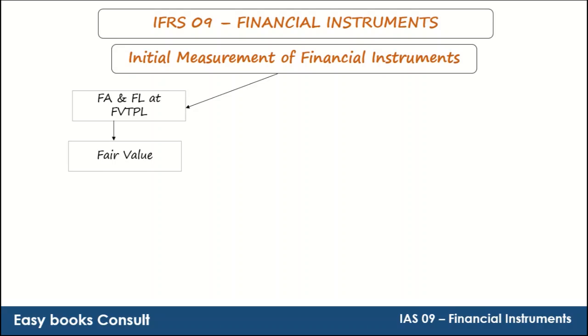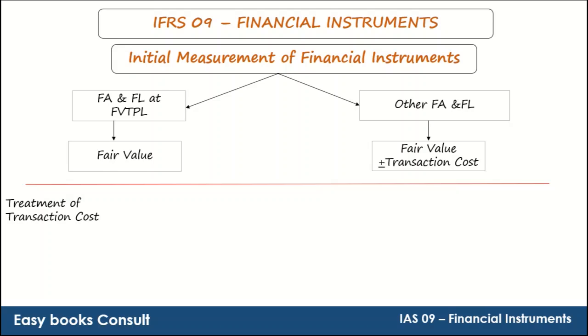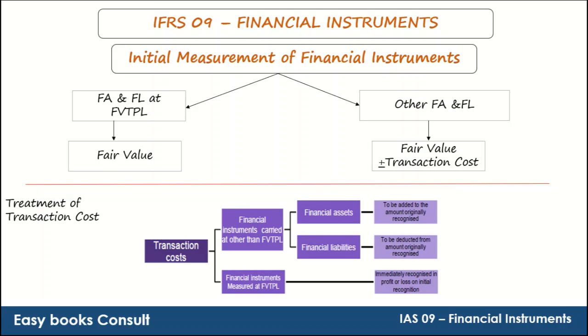In case of financial instruments at fair value through profit and loss, the instruments are measured at fair value. Transaction costs are very important. Now let us look at the treatment of transaction costs by IFRS 9. Transaction costs in case of measurement at fair value are immediately recognized in profit or loss on initial recognition, whereas in case of instruments measured at other than fair value through PL, the transaction costs are added to the fair value in case of financial assets and deducted from the fair value in case of financial liabilities.